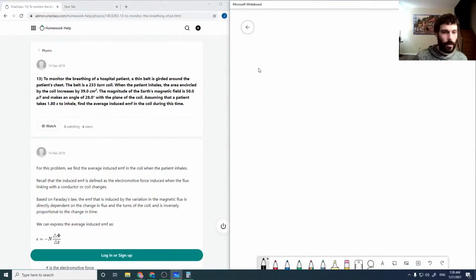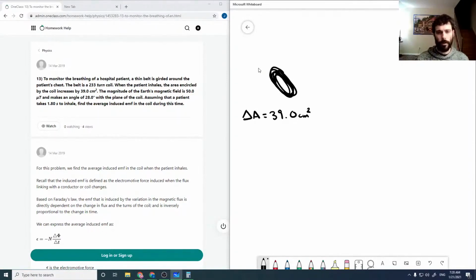Okay, so we're monitoring the patient, and we've got a 233 coil thing, conductor, and we get a delta area of our coil of 39.0 centimeters squared.